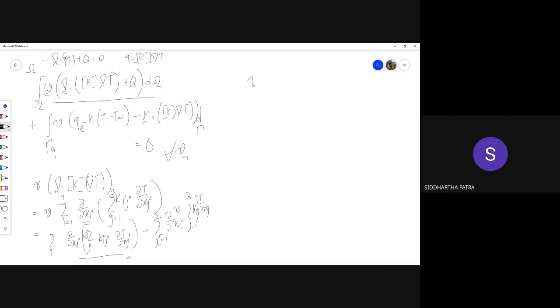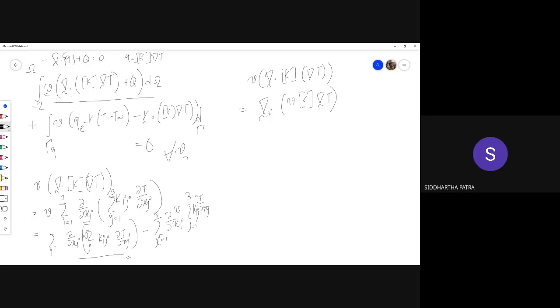So the first term is v times the divergence of k times grad of T, that is the left hand side, and that can be written as a sum of two terms. So the first term is taking the divergence of v times k times grad of T. Okay, so k times grad of T, as we discussed earlier, is already a vector, because grad of T is a vector, k times grad of T another vector.